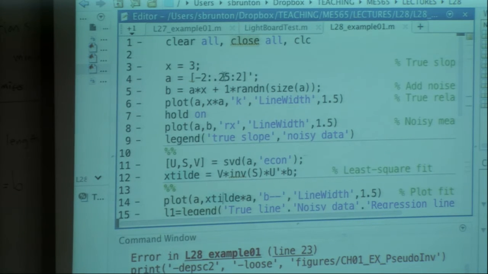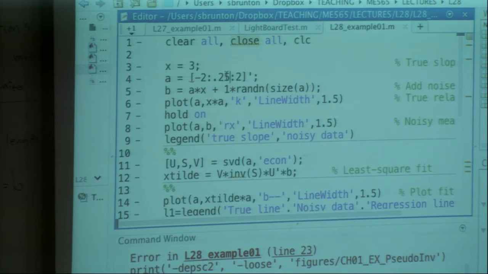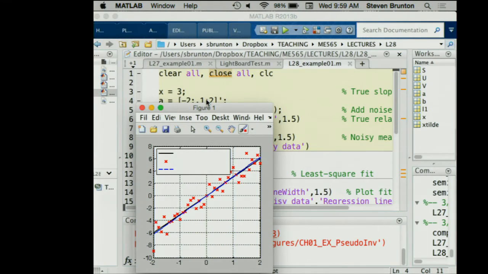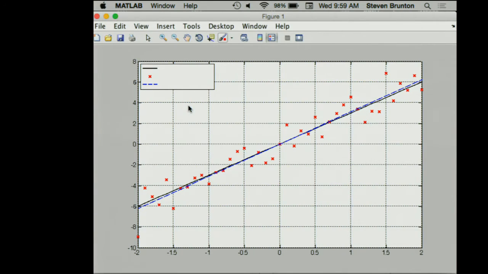Let's just say that I increase the number of points. So instead of 0.25, I go down to 0.1, and I run the same thing again. With 2.5 times more data, now my blue and my black lines are almost on top of each other. So essentially, we're averaging out all of this noise with the singular value decomposition. We're filtering our solution, and we're getting a better and better fit the more data we have.